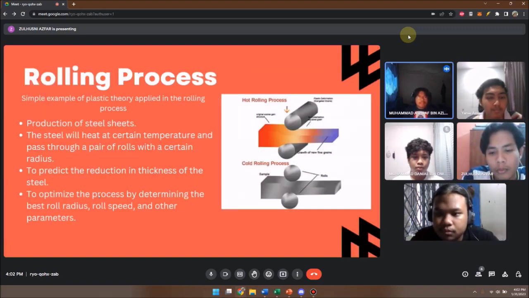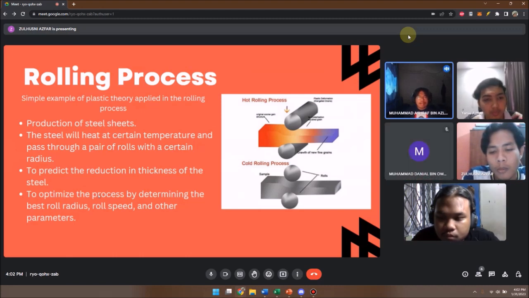A simple example of how plasticity theory is applied in the rolling process is the production of a steel sheet. The steel is heated to a certain temperature, then passed through a pair of rolls with a certain radius. The plasticity theory can be used to predict the reduction in thickness of the steel, as well as the distribution of strain and stress in the material.